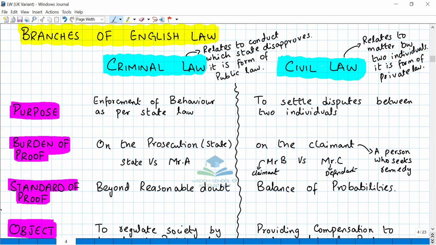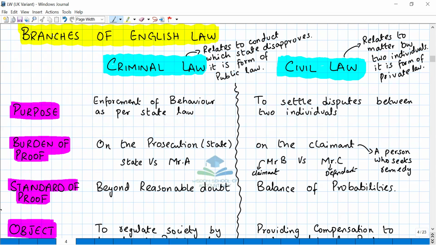Balance of probabilities means that the court will hear the evidence presented in front of the judge by both the claimant and the defendant. The one party whose evidence is a bit stronger will get the benefit of the doubt. So that is balance of probabilities.